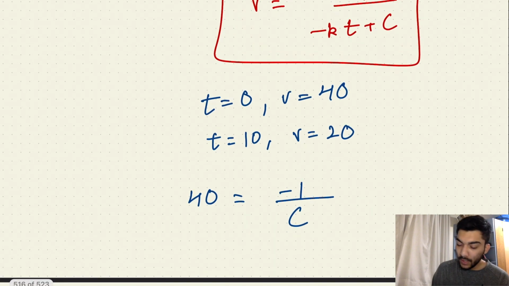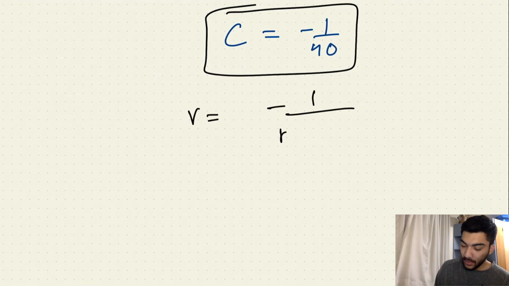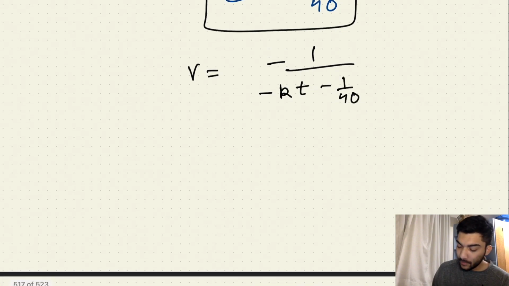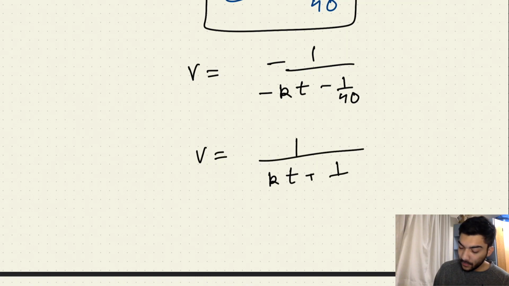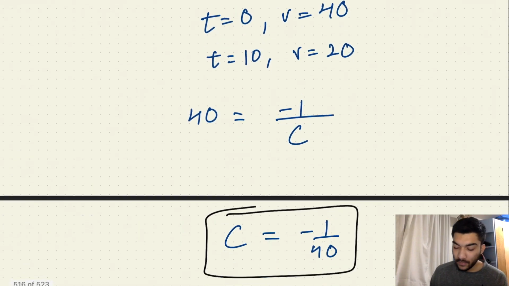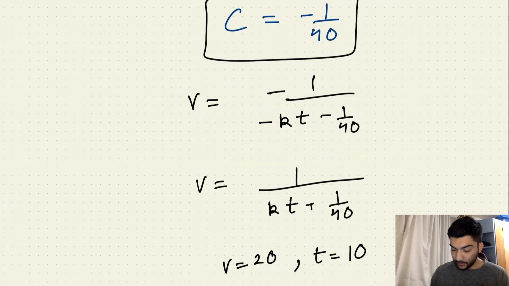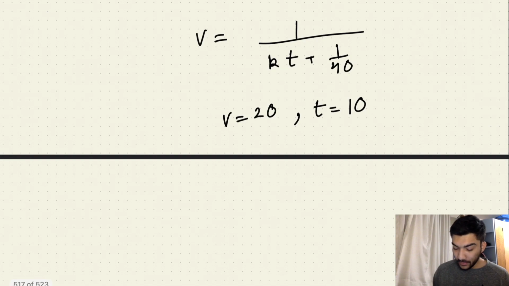So we know that v equals minus 1 by (negative kt plus c). C is negative 1 by 40. We can simplify this expression. It would simply be 1 over kt plus 1 over 40. And now we have been given that v equals 20 when t equals 10. So now let's use these values over here.